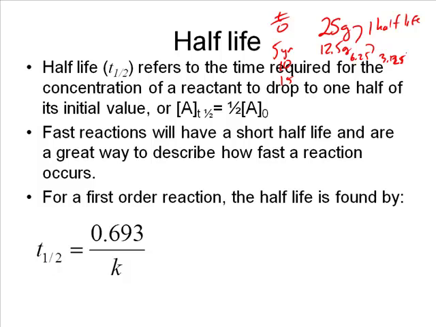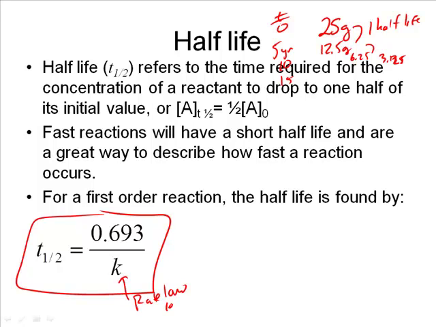There is a way to determine it mathematically, and you always get the same thing. But for a first order reaction, to find the half-life, you simply take the number 0.693, and that always is the same. That doesn't change. And you simply divide it by the rate law constant. And if you'd like in class, I can show you how you get that equation without having to worry about whether you have to memorize it or not.